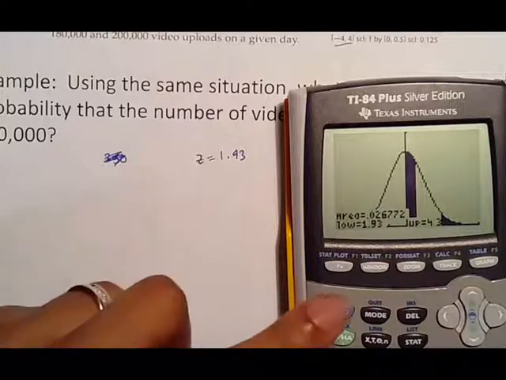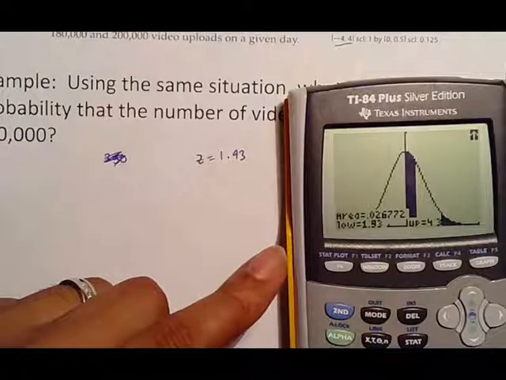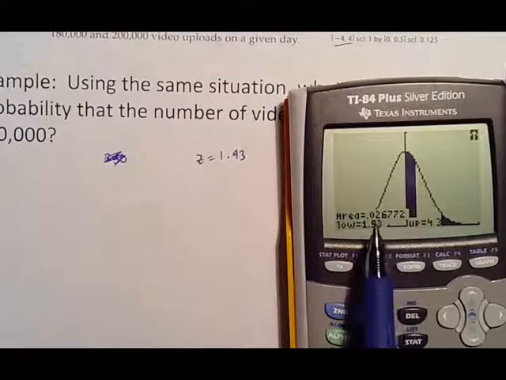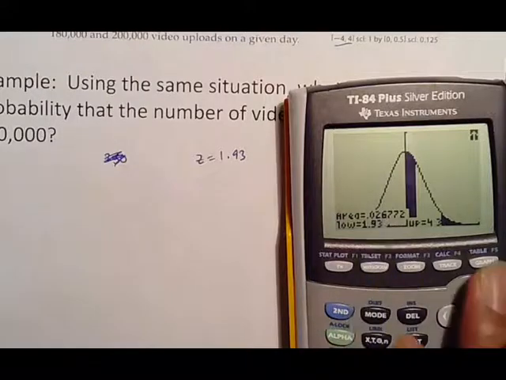Okay, let's clear that. I don't want to clear it all, but I guess we get the idea. It just doesn't take the other stuff away, which is crazy. But it does give me the area from 1.93 up to 4, which is about 3%.